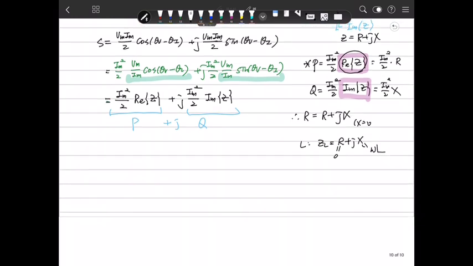So we can draw the active power and reactive power in the viewpoint of the complex plane. If you draw the complex plane here, with real Z and imaginary Z, and you define this as Z, then there is R and there is X. We say this angle is theta.